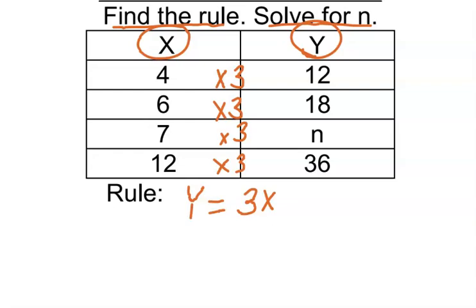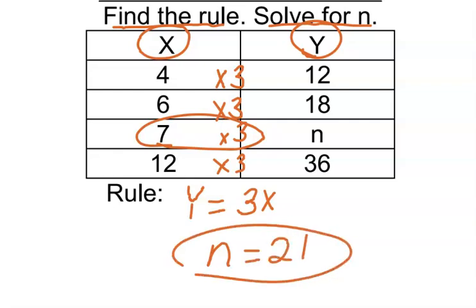So there's our rule. And if that's our rule, then we just do 7 times 3. So n is going to be 21. All right, so there's our two answers. Our rule is y equals 3 times x. And then our actual answer for n is 21.